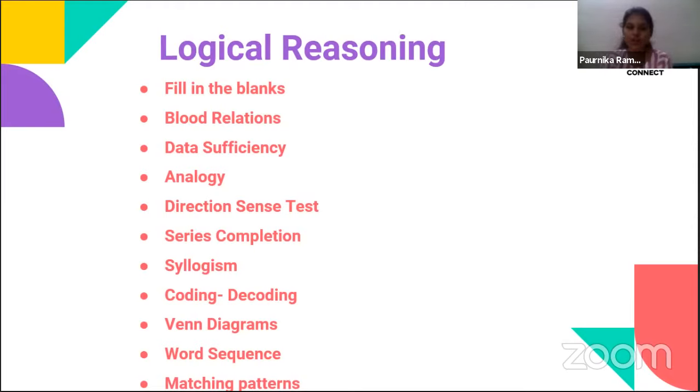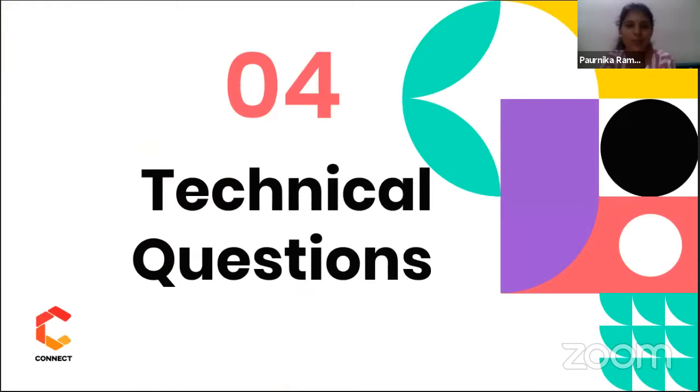I'm not explaining all the topics. I guess most of you all know the meaning and the questions that will be asked in each topic. We're just emphasizing the syllabus that would be tested for you in the examination. Matching patterns, where you'd be given a pattern and you'd be asked to identify the next pattern that would appear. All right, so this is logical reasoning.